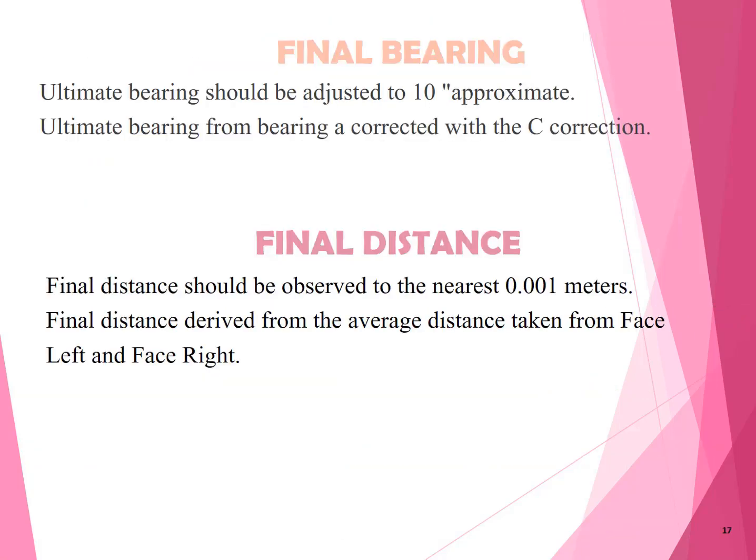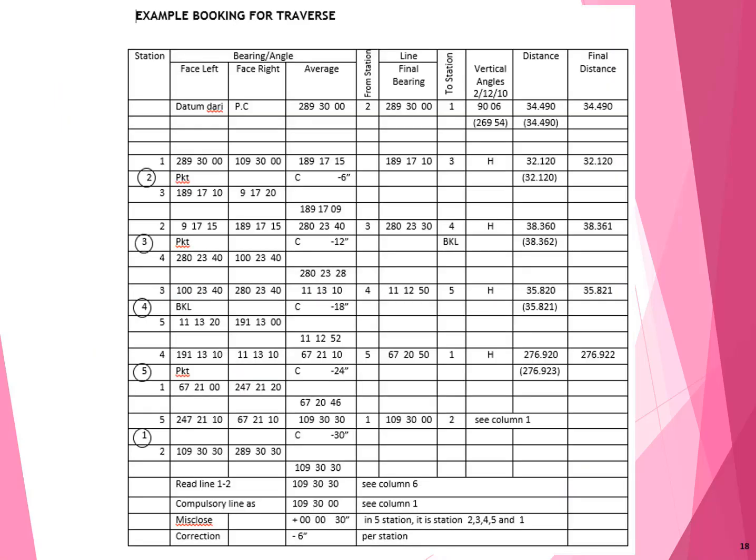Final bearing. The final bearing should be adjusted to the nearest 10 seconds. The final bearing is derived from the observed bearing corrected with the C correction. Final distance should be recorded to the nearest 0.001 meters. Final distance is derived from the average distance taken from face left and face right. This is an example booking for a traverse.